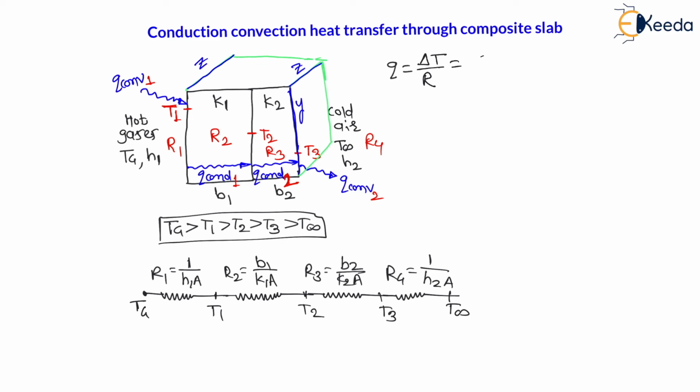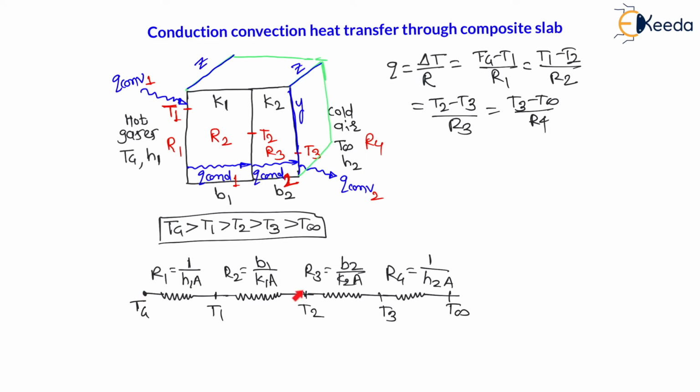If I consider temperature difference Tg minus T1, then between these two temperatures resistance is R1, therefore divided by R1 is equal to, if I consider T1 minus T2, resistance is R2. If I consider T2 minus T3, resistance is R3. And if I consider T3 minus T infinity, then resistance is R4, right? Now, whatever the temperature difference you are considering, between these temperature difference, we have to consider the resistance.